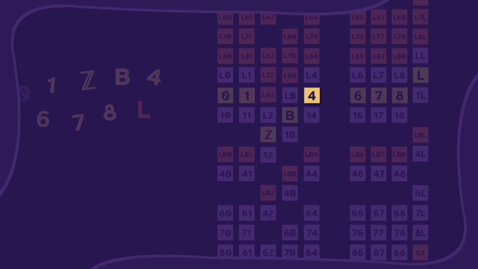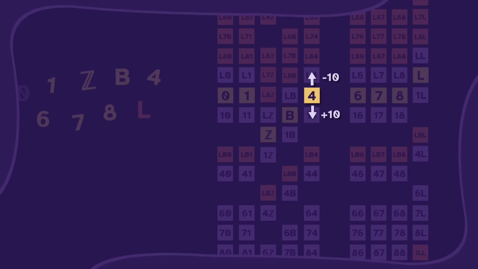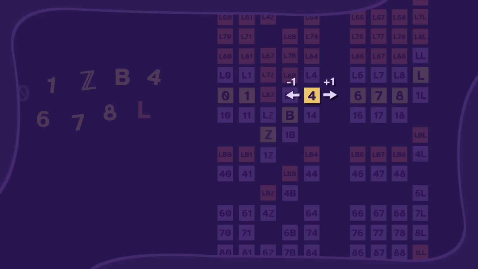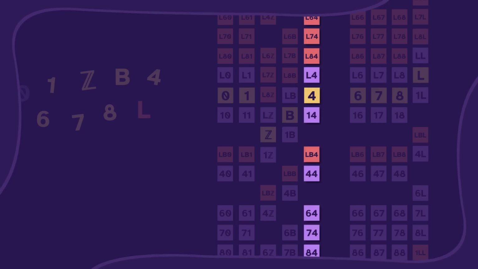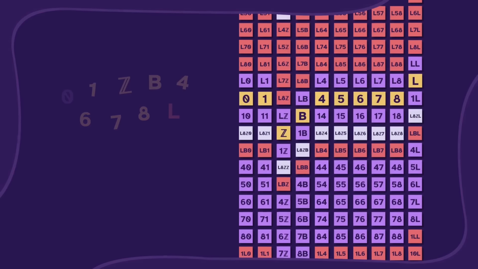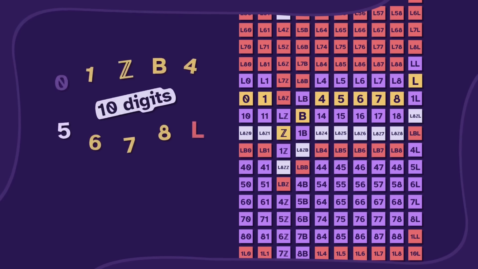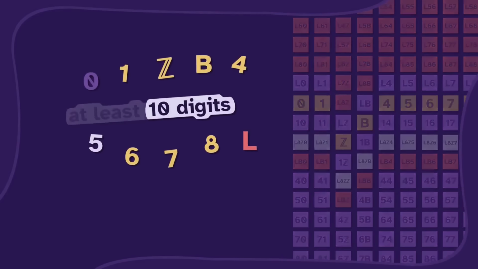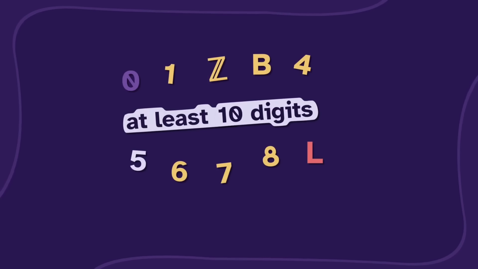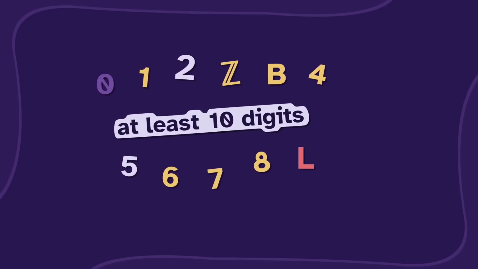If we start with some digit, we can move up or down by multiples of 10, which won't change the end digit. But moving left or right does change the end digit. Each end digit is stuck in its starting lum. So in order to fill all 10 lums, we need to start with 10 digits. Well, we need at least 10. But what if we use 11? Let's bring back the digit 2.